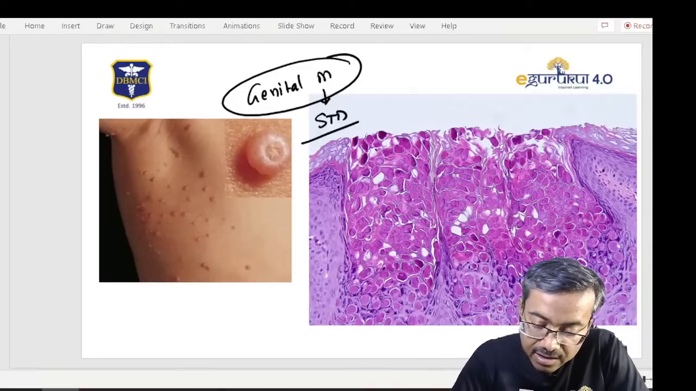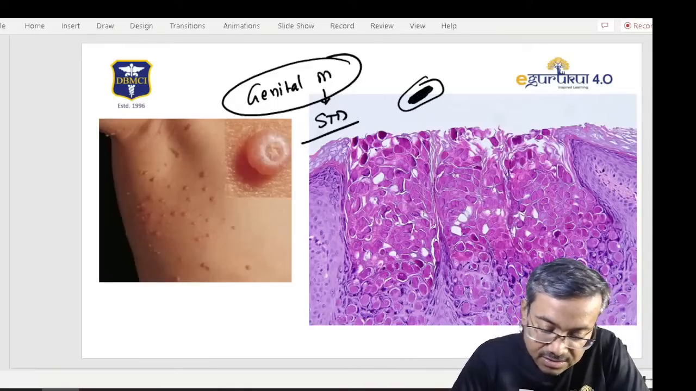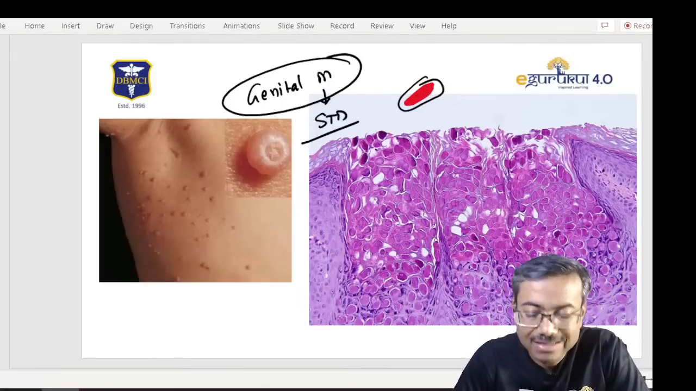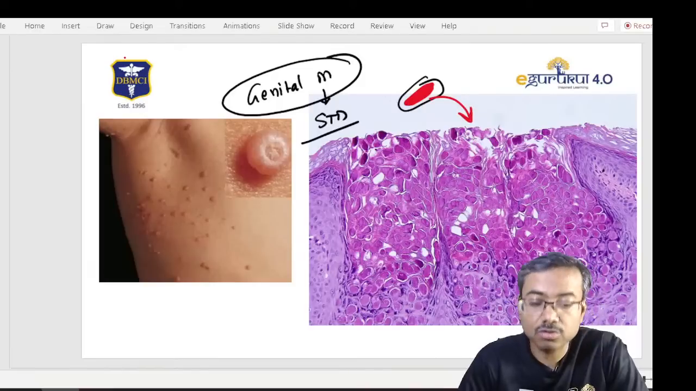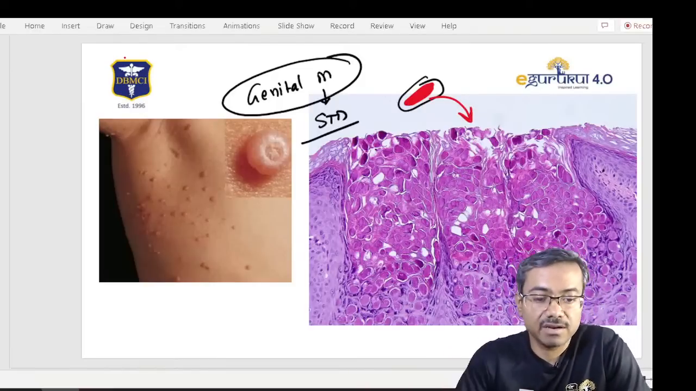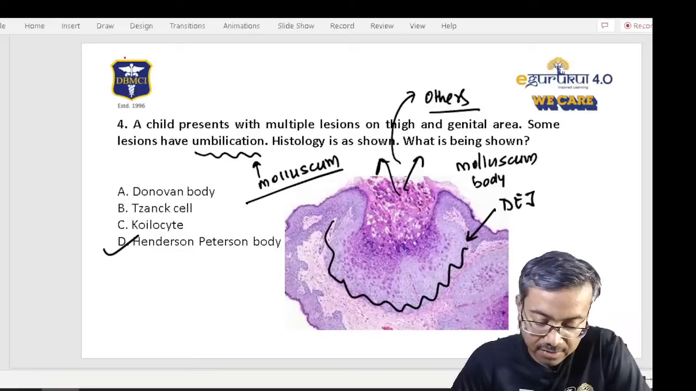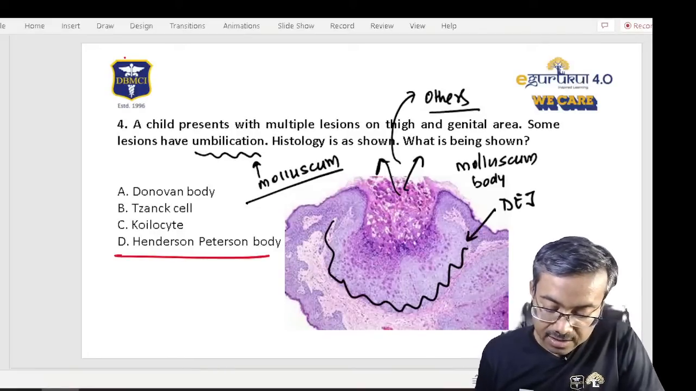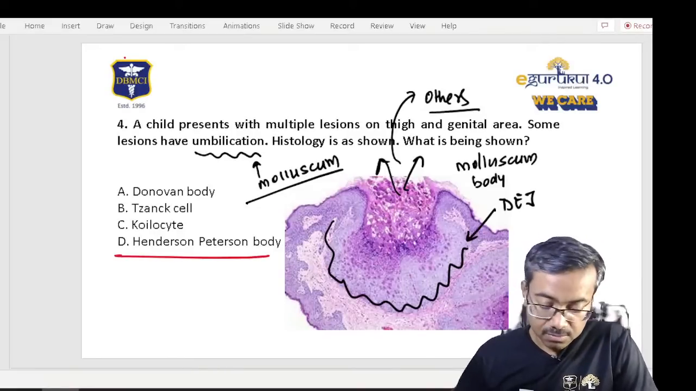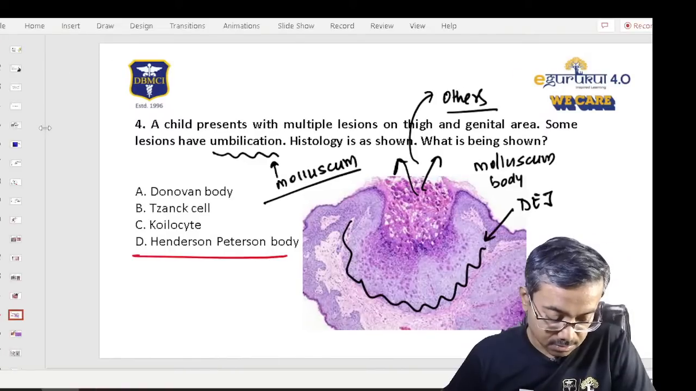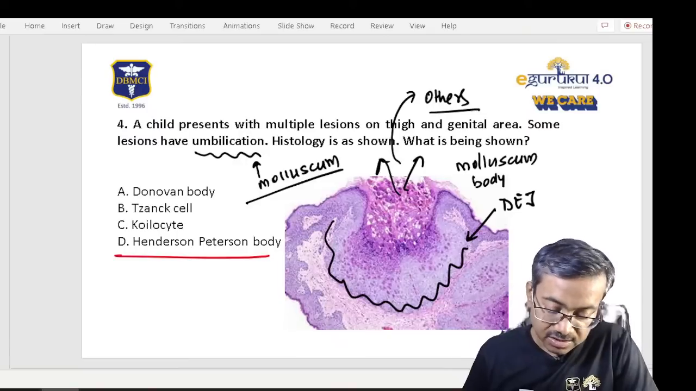These are usually red colored inside the keratinocytes. I'll use a different color then. Usually it's going to be eosinophilic inside those infected keratinocytes, so you should be able to identify that inside the infected cells, and this is the molluscum body that we see. So that's called the Henderson-Peterson body or molluscum body. Got it? Molluscum body.